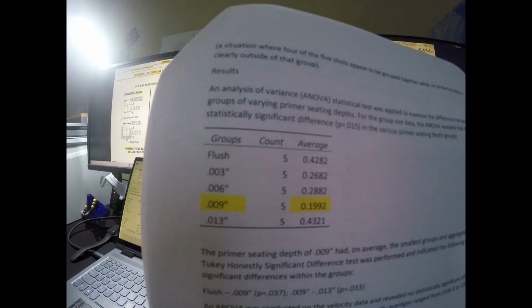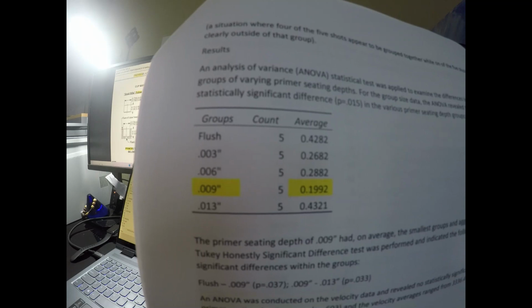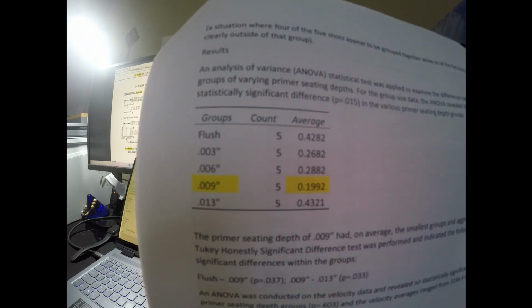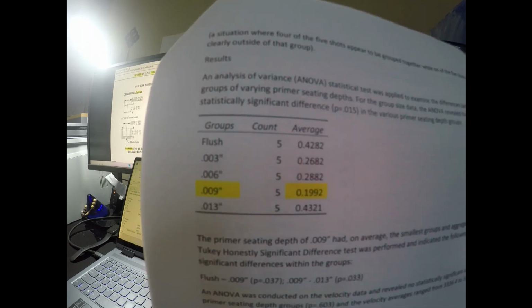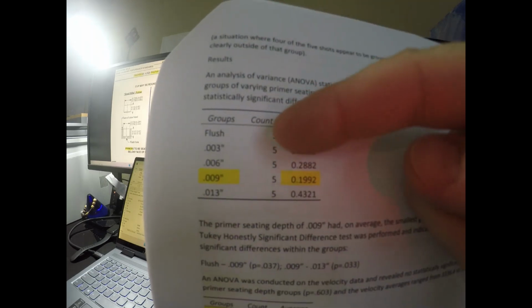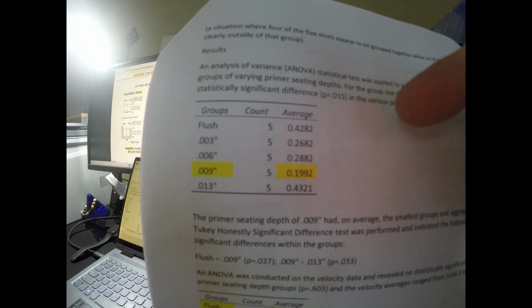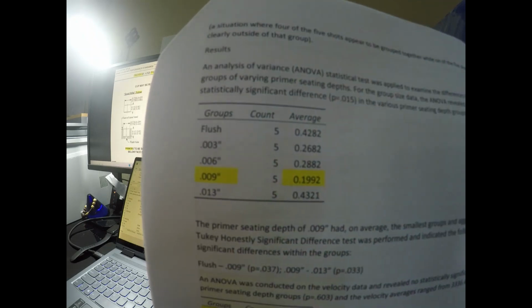Okay, well, let's look at some results. Basically, what I did is I did what's called an analysis of variance. That's a statistical test that tells me if the different groups that I have are different. The groups here are: the primer was seated flush to the case head, 3,000ths in, 6,000ths in, 9,000ths in, 13,000ths in. Those are my five different groups. The count is five because I shot five shot groups for each of those. I got the average of the actual group size, and there was a statistically significant difference in this analysis of variance.